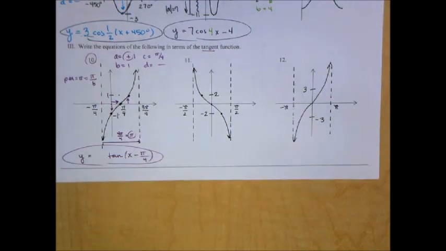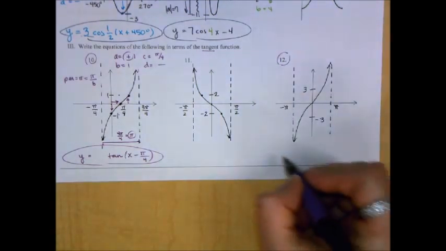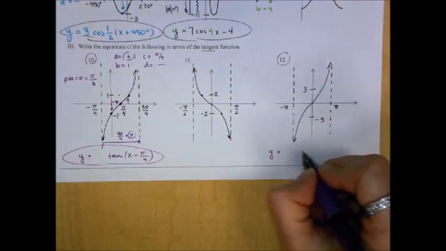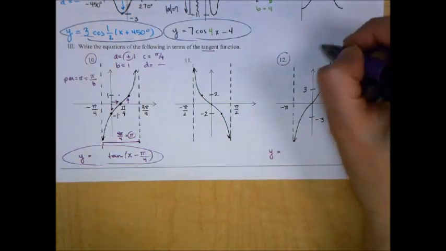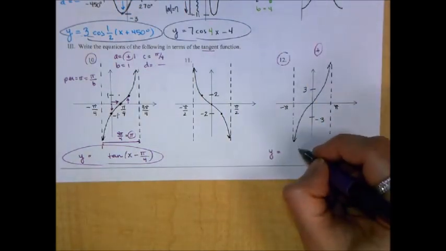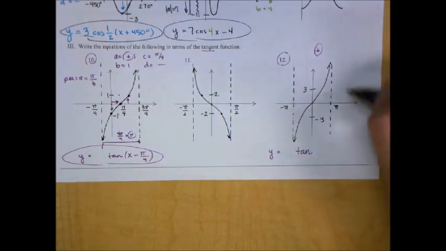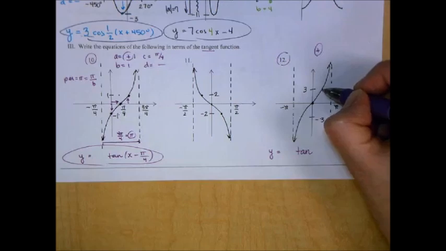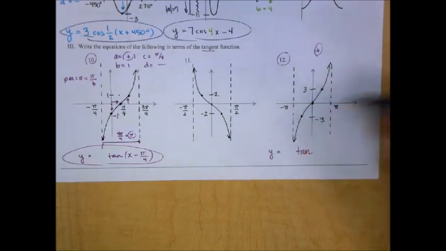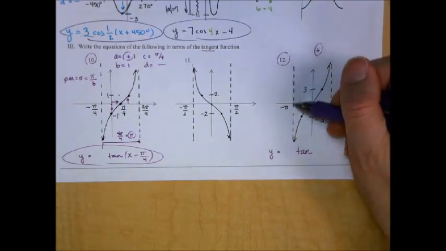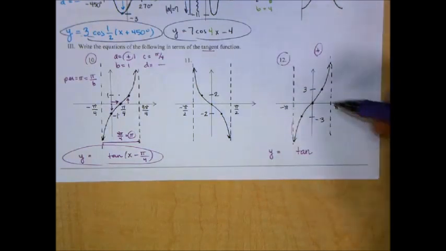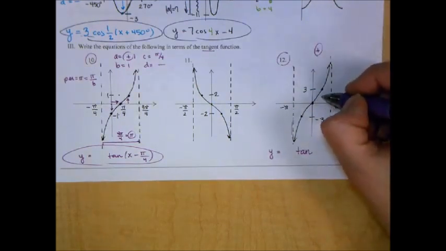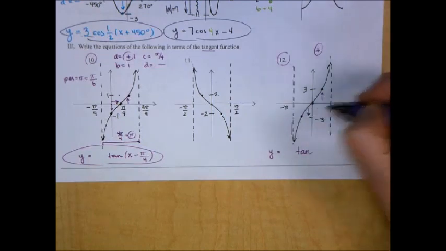All right, so let's take a look at number 12. So again, I have another positive tangent graph. Now, I have a point here on the origin, and then we've got these points nice and evenly spaced apart between the asymptotes here and the center point. So we see up 3 and over here down 3. So that's the A value. So it's positive 3.